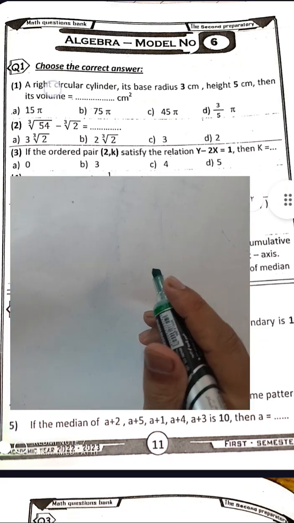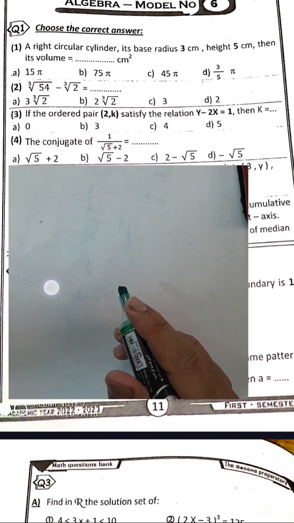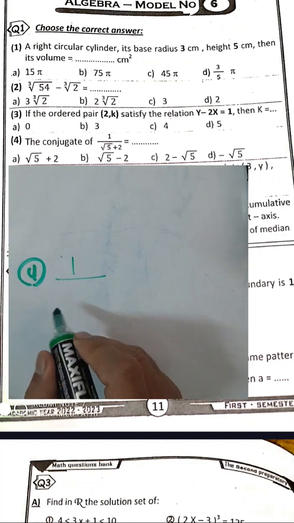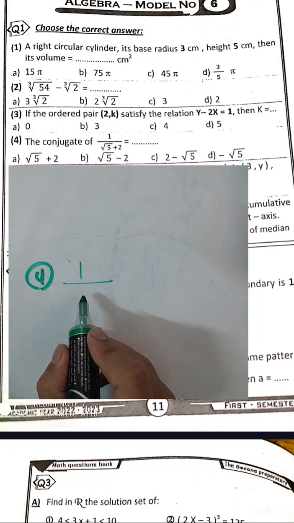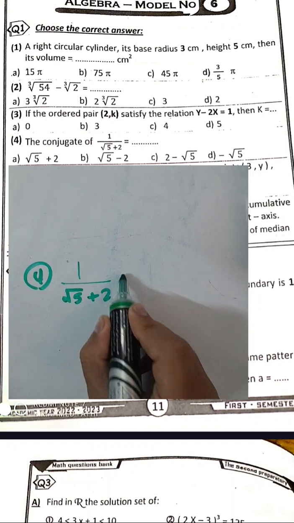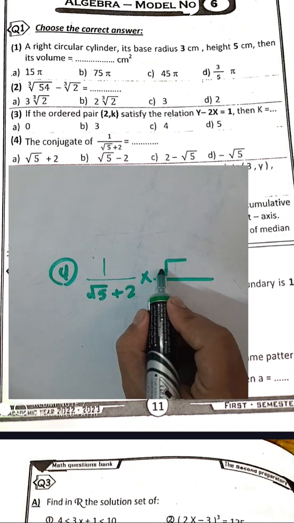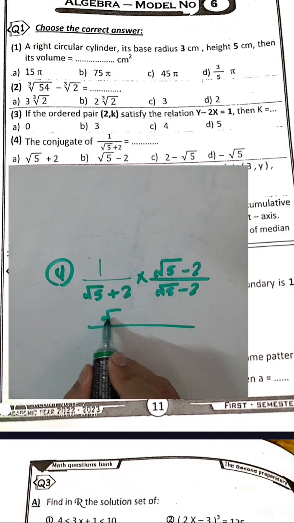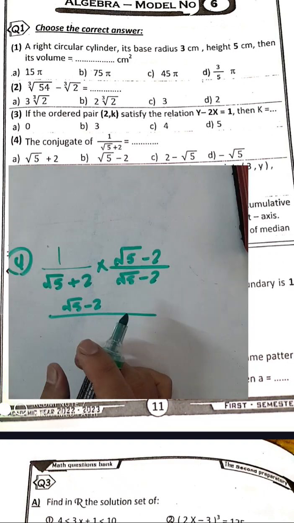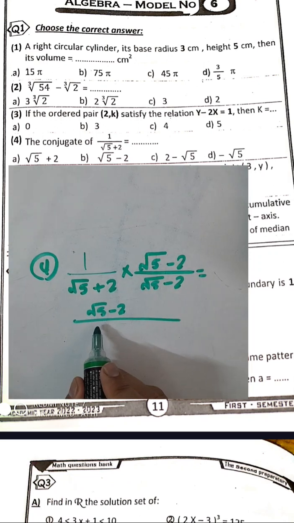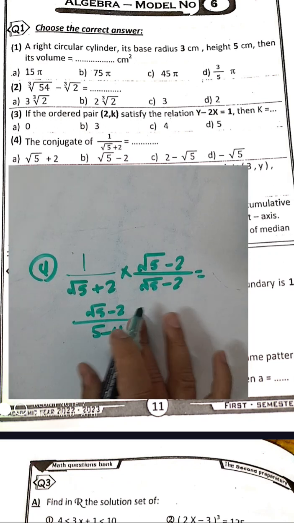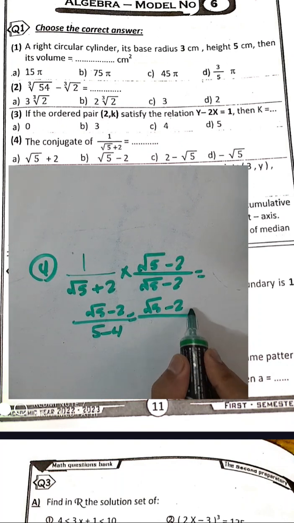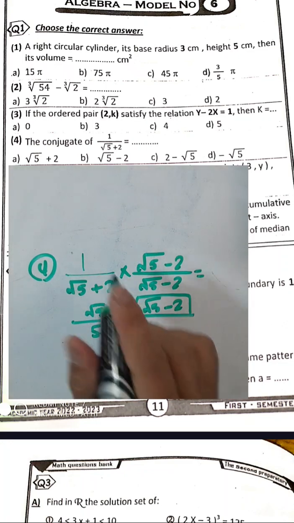Next question. For the conjugate of this expression, we must first simplify the fraction 1 over root 5 plus 2 by multiplying by root 5 minus 2 over root 5 minus 2. 1 times root 5 minus 2 is the numerator, and in the denominator root 5 times root 5 is 5, and 2 times 2 is 4. Then the number in the simplest form is root 5 minus 2 over 1. That's the value of this expression.